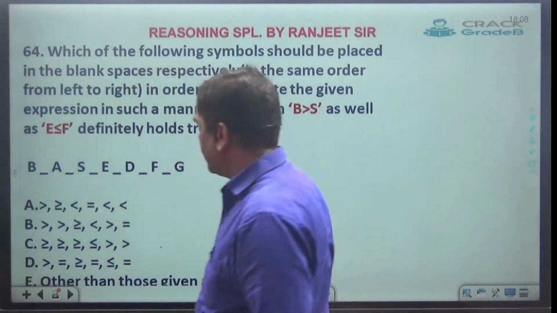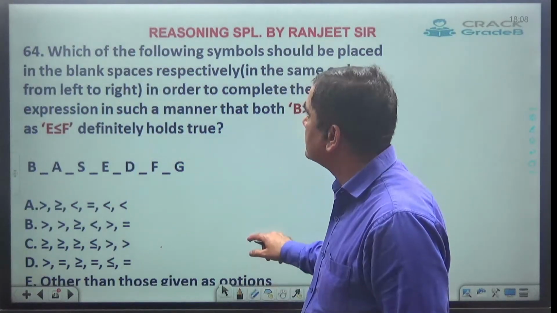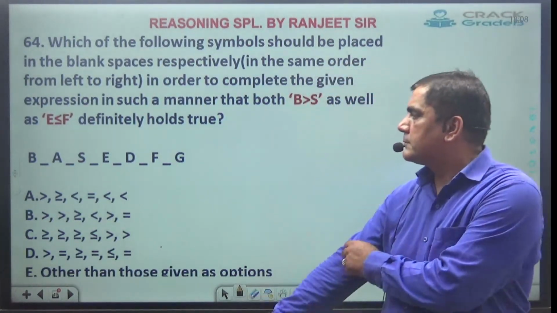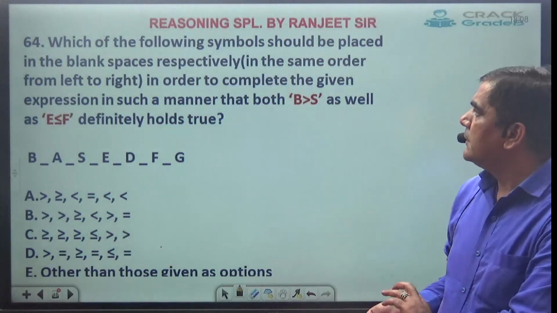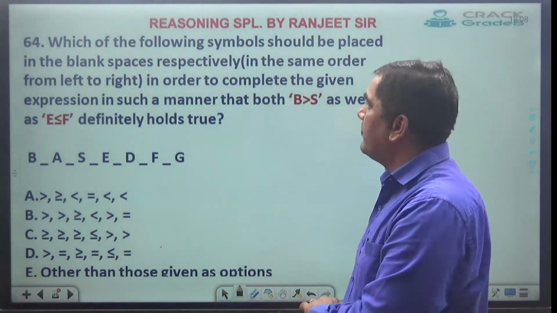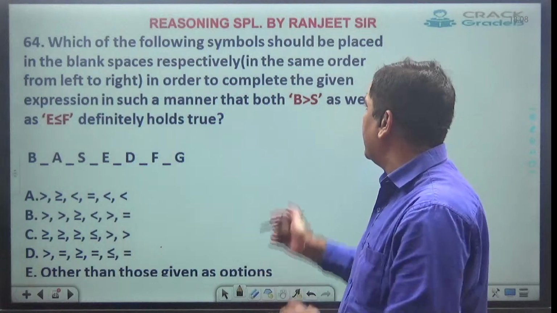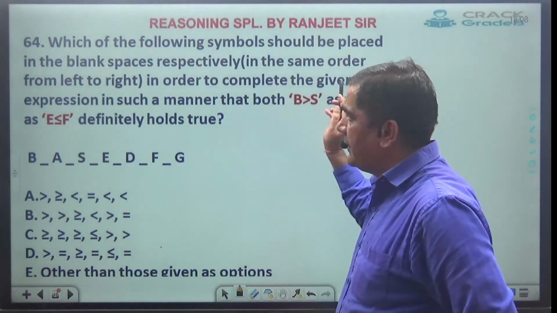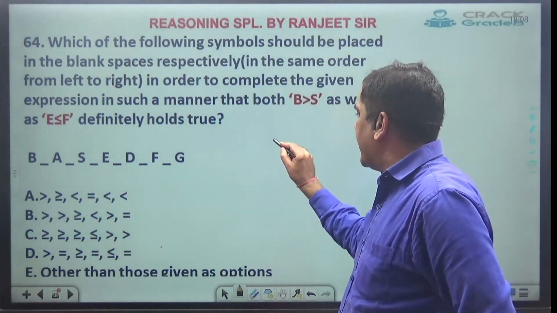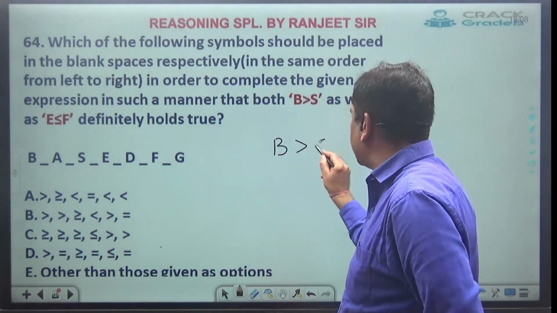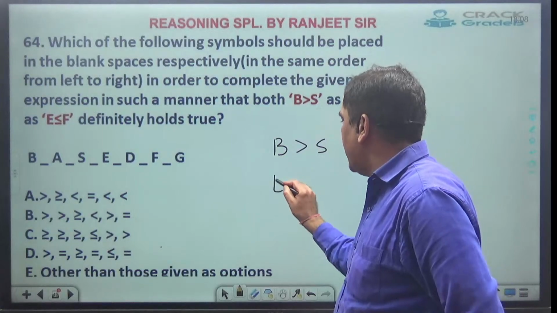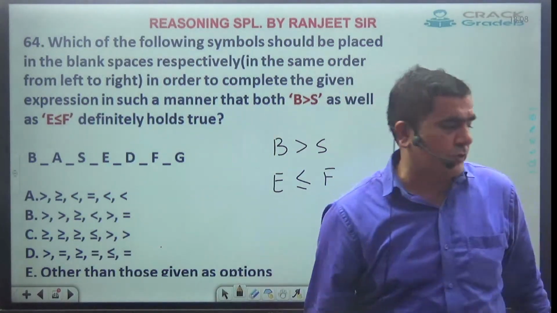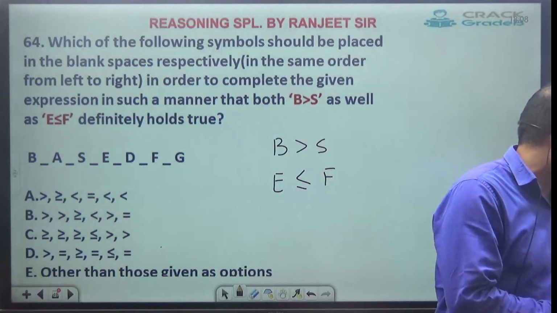Okay, tell me the answer for this one. Which of the following symbols should be placed in the blank spaces respectively in the same order from left to right in order to complete the given expression in such a manner that B should be greater than S as well as E should be less than or equal to S? Definitely holds true. So, these two must be correct.